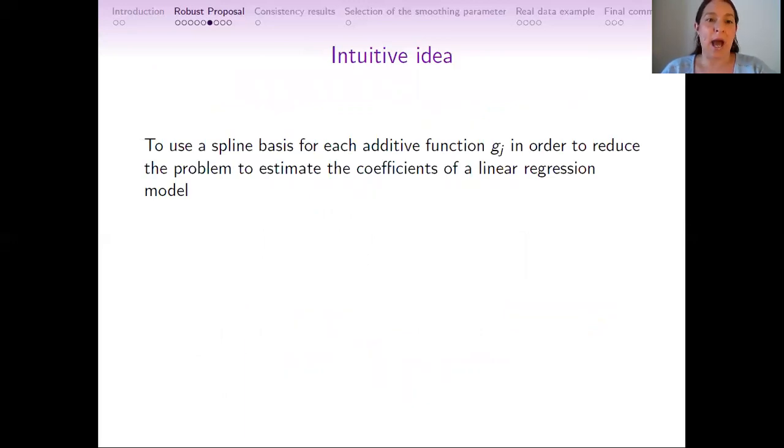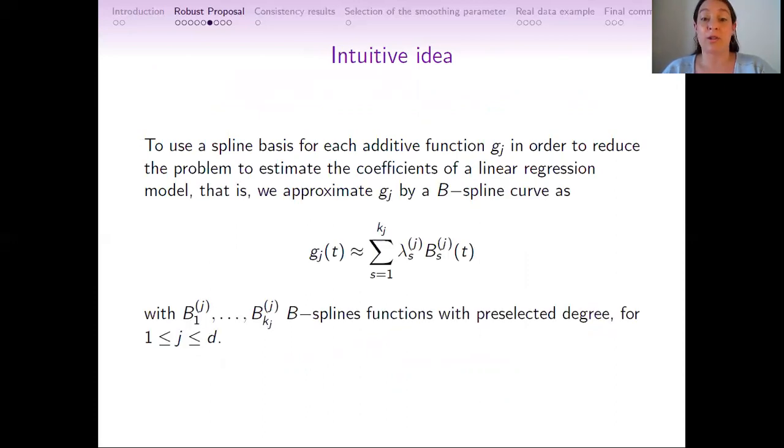So the intuitive idea consists of considering a spline basis for each additive function gj in order to reduce the problem to estimate only the coefficients of a linear regression model. So we are going to approximate gj by a B-spline curve in the following way, where bs are the known B-spline functions, lambda s are the unknown coefficients, and kj is the number of terms in the basis, or the number of terms in the sum.